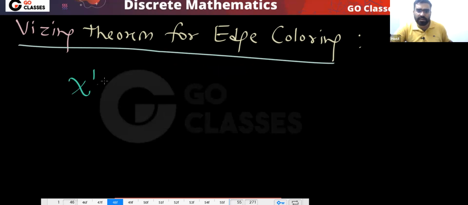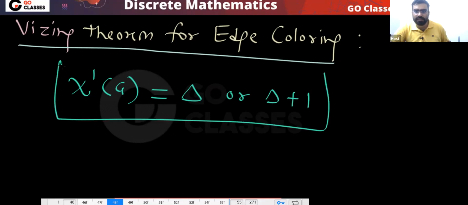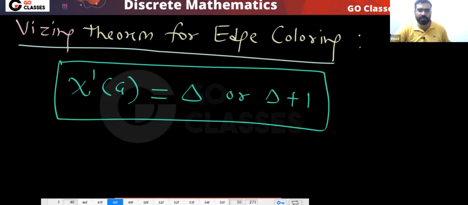This theorem says that the edge chromatic number is always equal to either delta or delta plus 1. Very simple, isn't it? Our work is very easy now. Only two things we have to check, either delta or delta plus 1. So the edge chromatic number will be either delta or delta plus 1 for any graph.